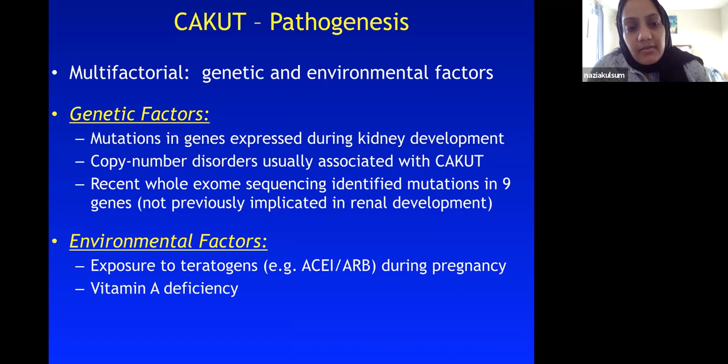And then the second is environmental factors. We do know that if pregnant women are exposed to ACE inhibitors and ARBs prior to pregnancy, and they conceive, then those definitely can cause abnormal kidney development, maybe even absent kidney development. And then vitamin A deficiency, very common in some of the women.